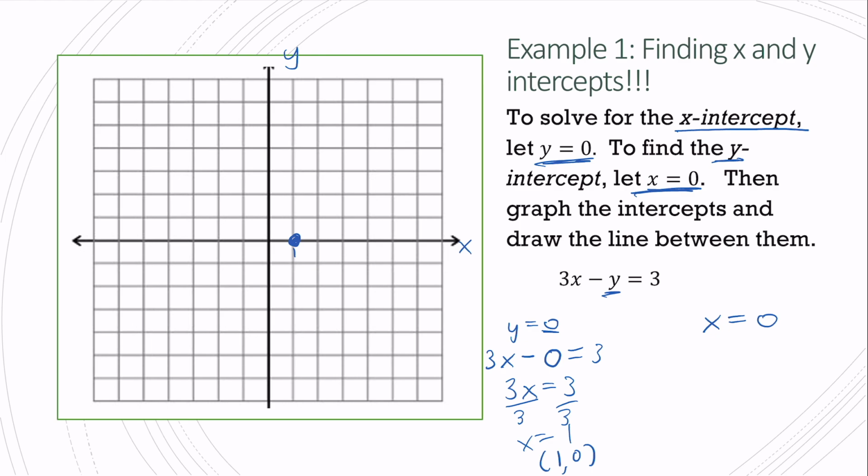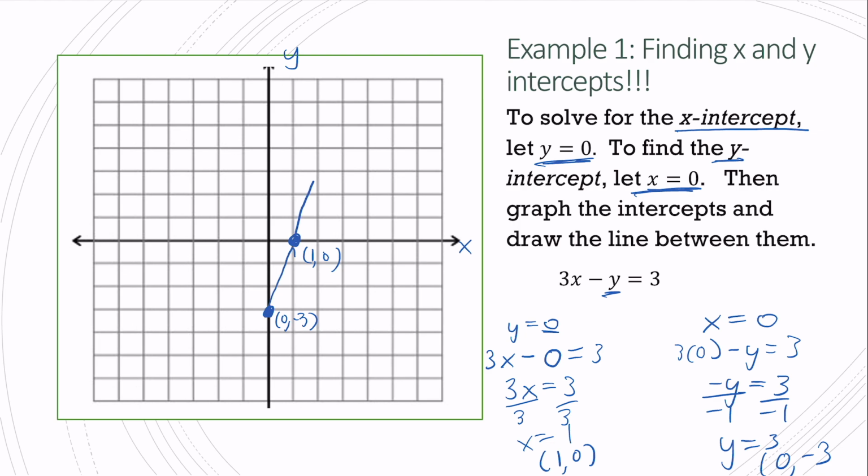Now to let x equals 0, I have 3 times 0 minus y is 3. I get negative y is 3. Now the y looks like it's by itself, but it's got that negative hanging around. So I can either multiply or divide both sides by negative 1. So I get y is negative 3. So that ordered pair is when x is 0, y is negative 3. So that would be here, when x is 0, y is negative 3, and when x is 1, y is 0. Those are my intercepts, and that allows me to kind of visualize what this line is going to look like.